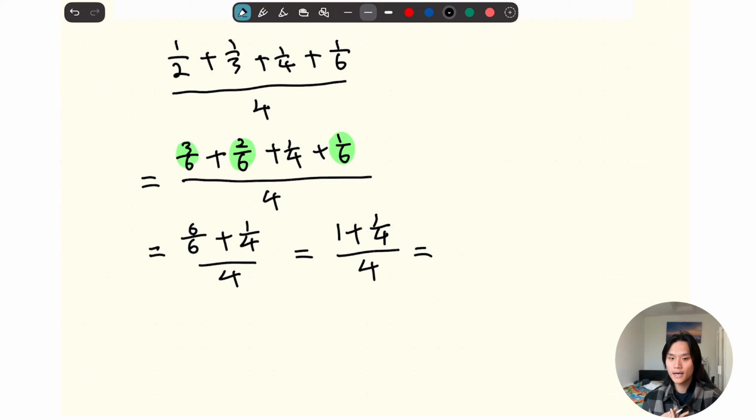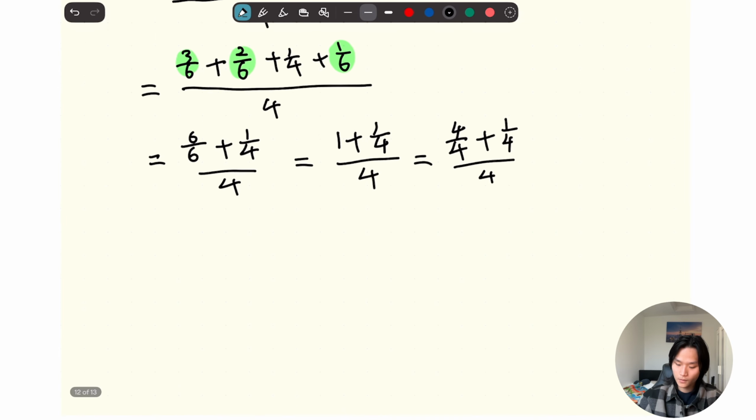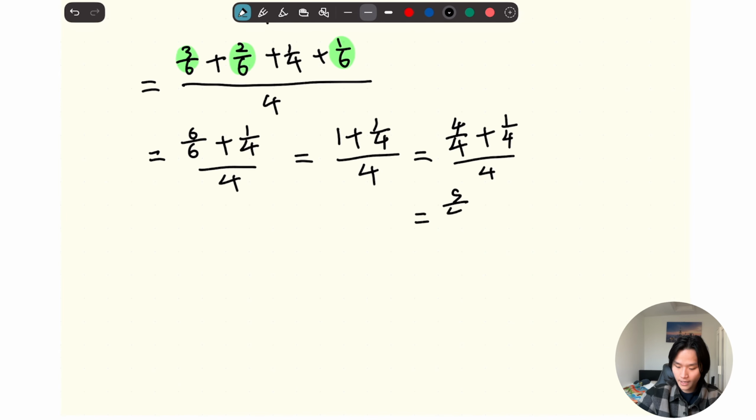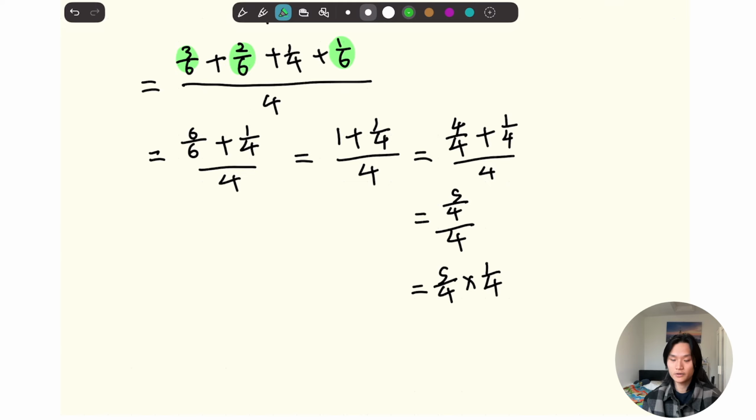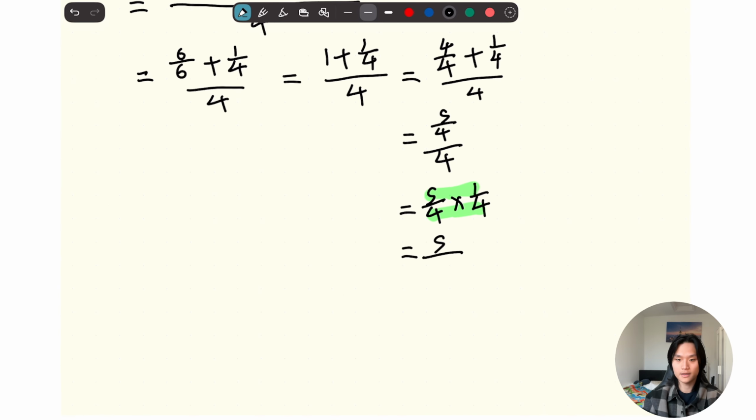And we can rewrite 1 as 4 divided by 4. And then plus a quarter divided by 4. So we now have 5 divided by 4 divided by 4. So essentially we have 5 divided by 4 times a quarter. So all we do now, we just multiply the numerators together and the denominators together. So 5 times 1, that's just 5. And then 4 times 4, that's just 16.